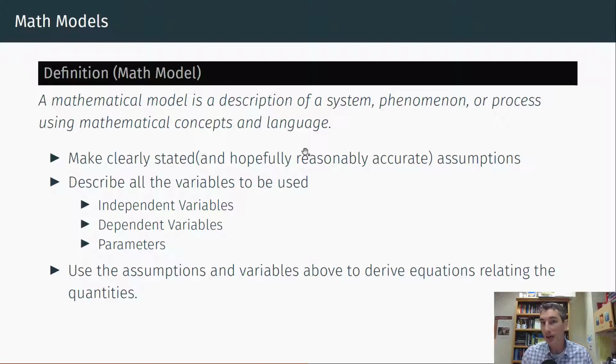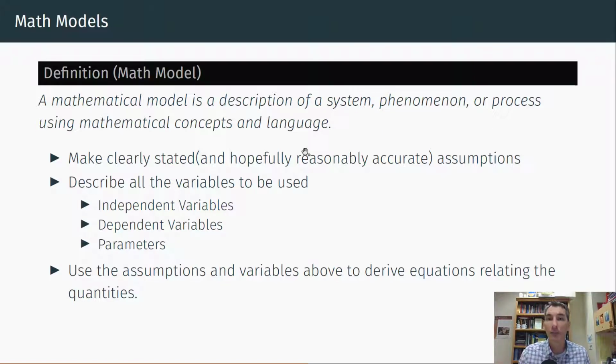So some of the key aspects for math models is we want to make clearly stated and hopefully reasonably accurate assumptions, describe all the variables that are used, both independent and dependent variables, and then keep track of which ones are independent and dependent. And then, of course, talk about parameters. And parameters are sort of like constants that show up in the model, but they can be played with. So you could say, well, we've got this parameter, which is the temperature, but then we could turn the dial on what the temperature is. So it's a constant that's not constant, I guess, if you will. Or it's a constant that could take on different values, right?